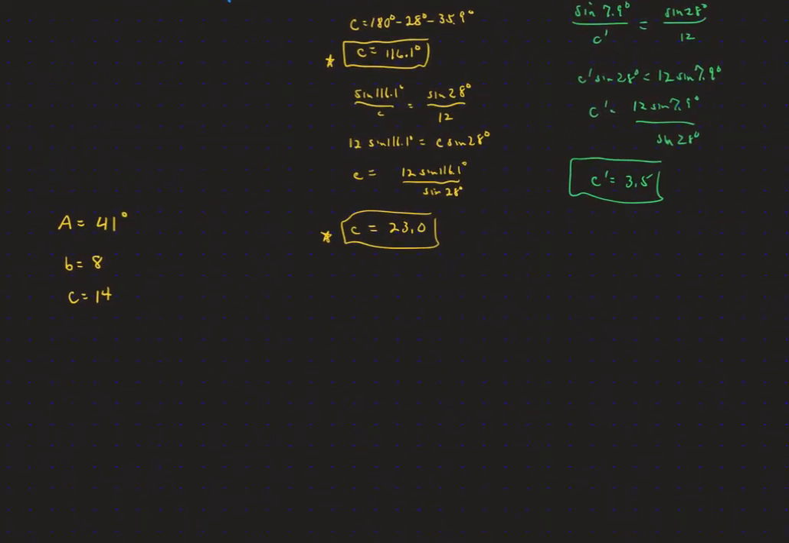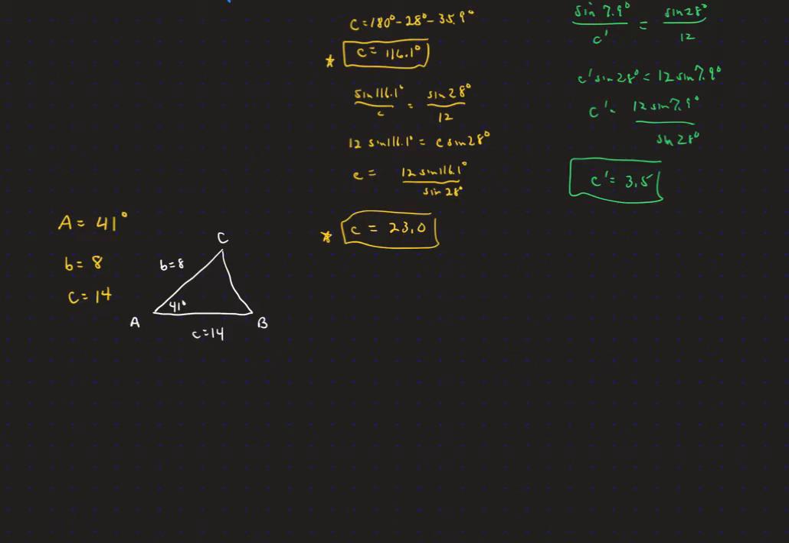So now we have a different triangle with A is 41, B is 8, and C is 14. I think this is another side-side-angle. So I'm going to put the angle A in the lower left-hand corner. And this is going to be a side-angle-side, I guess. So I'm going to say angle B is over here, so this is going to be 8. Angle C is here, so there is our 14. So this is side-angle-side, so we can't do this one using law of sines. We're going to have to use law of cosines.